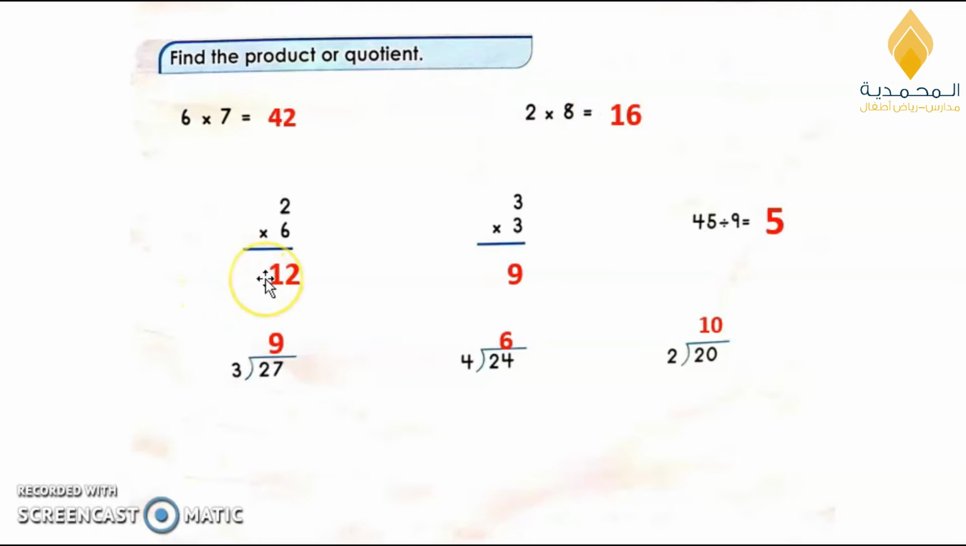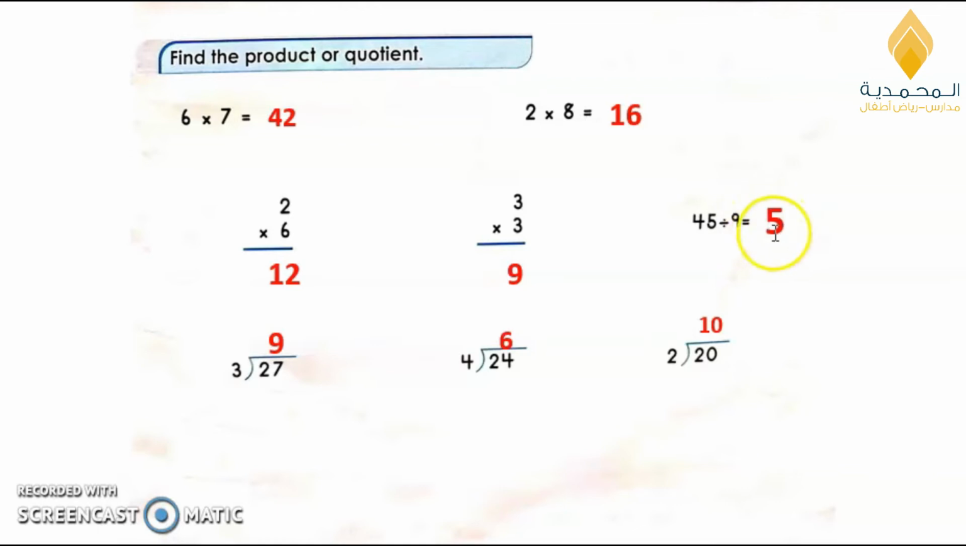2 times 6 is 12. 3 times 3 is 9. So, okay, you have to save the multiplication tables so you can answer these questions. All these are products, okay? Look, this is a division problem. 45 divided by 9.